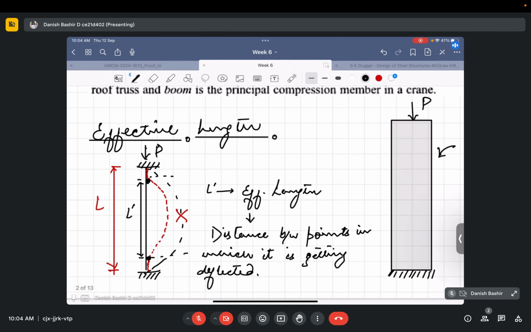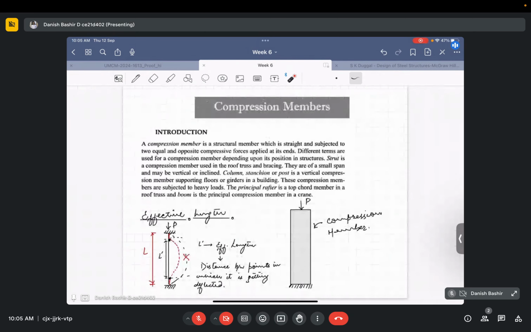Or we can say that it is the distance between the points at which the elastic curve of this column changes its curvature. From this point, the curvature was like this, then it is changing like this. So this is one point and here is another point. The curvature is getting changed at these two points, so the distance between these two points is known as the effective length. The value of this effective length depends upon the end conditions of our column.